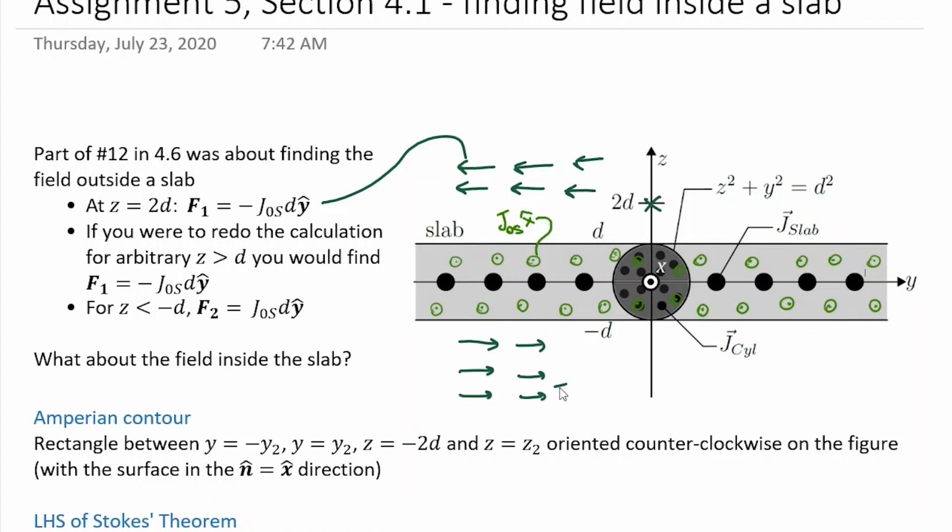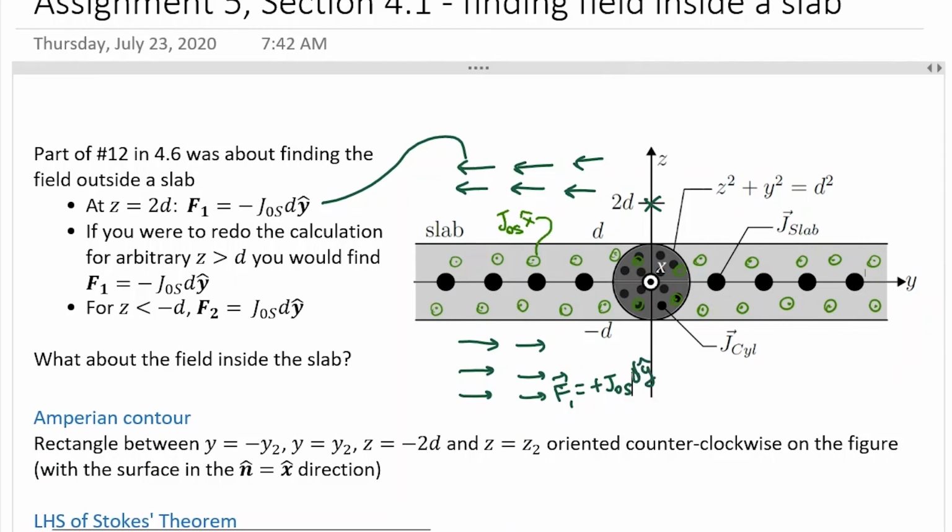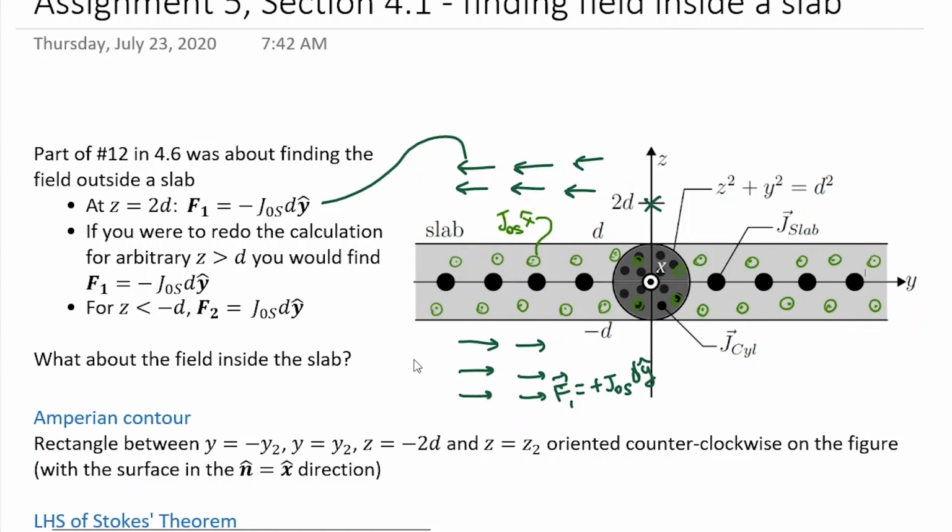So we have F1 equals plus J naught S d y hat. What I want to show you now is how to find the field inside the slab. To do this, we want to set up a contour in such a way that one of the lines passes through the slab. Otherwise, we don't have any hope of finding the field inside the slab.